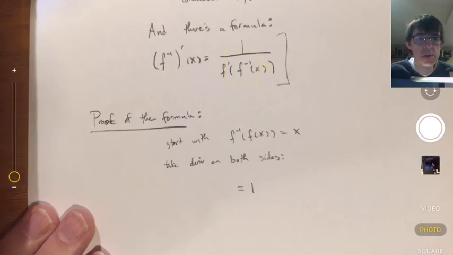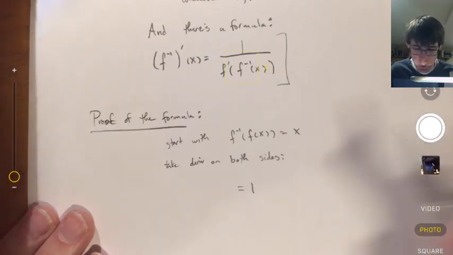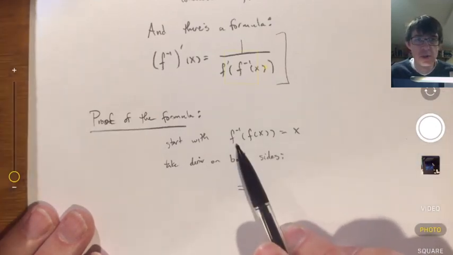I'm taking the derivative on both sides of that formula. Derivative of x is 1, so no problem there. On the left-hand side, this is a little tricky. You have to use the chain rule because I have something on the outside and something on the inside, right? The outer function is f inverse. The inner function is f of x.